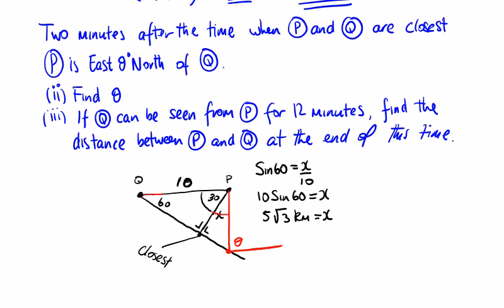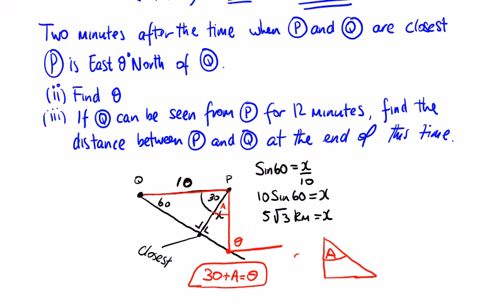Now, based on our alternate angles, this angle and this angle are the same. So we call this one A. If we can find A, 30 plus A is equal to theta. So let's have a look at finding angle A. So we have our new triangle. The right angle is at the bottom. A is at the top.